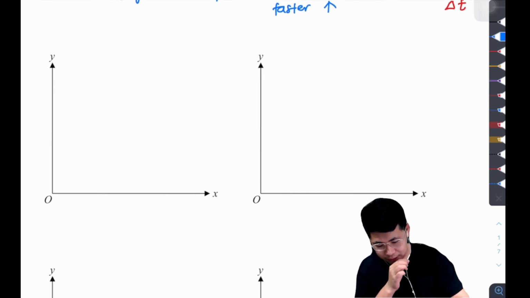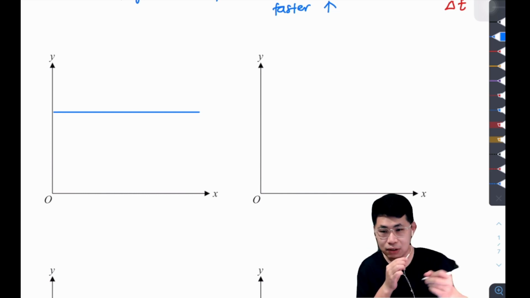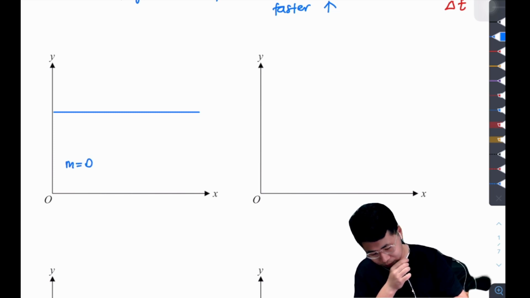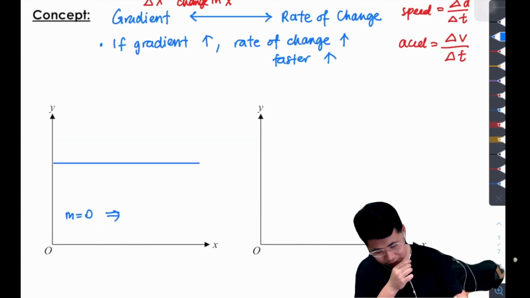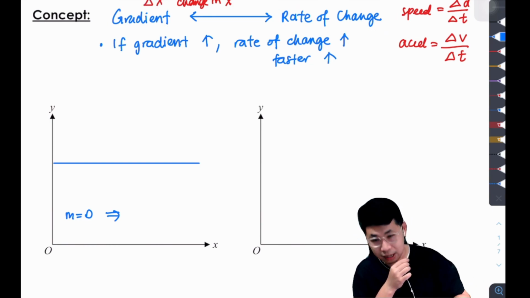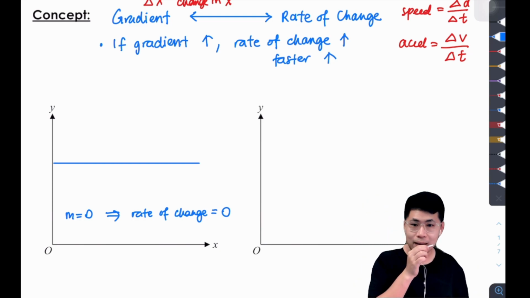So the first idea here is, let's say we have a horizontal graph. What does this mean? The gradient is 0. If the gradient is 0, the rate of change is going to be 0 as well. So here, the rate of change is going to be equal to 0.